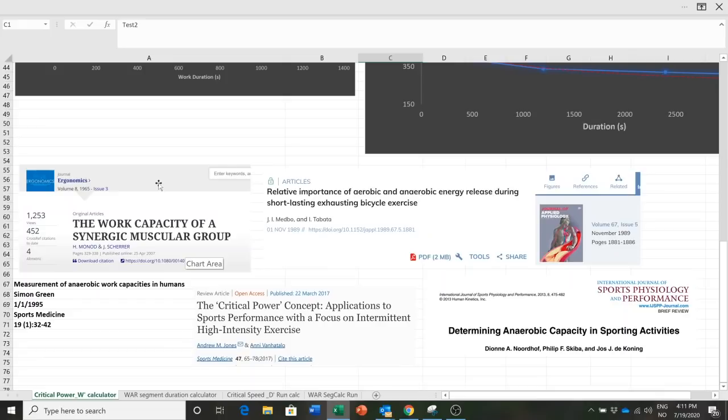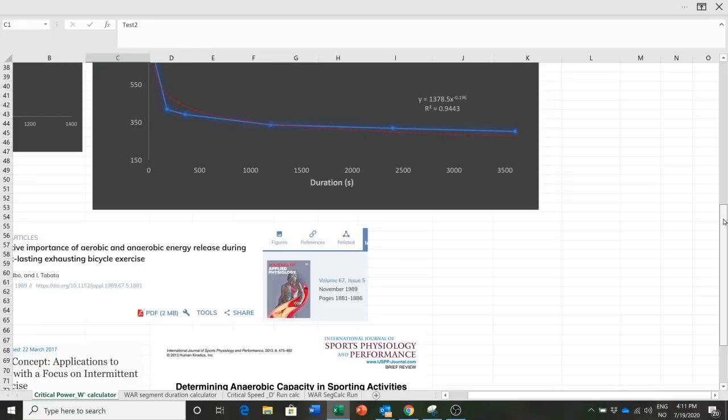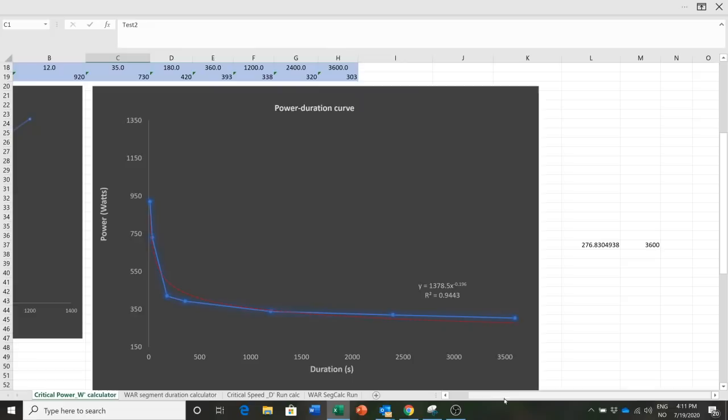And since Monod and Scherrer's introduction of critical power, there have been a lot of studies on it, a lot of slow adaptations and constraints, you might say, of the original idea that the critical power was some power that was sustainable indefinitely or for a very long time. Now we know that that's really not the case.